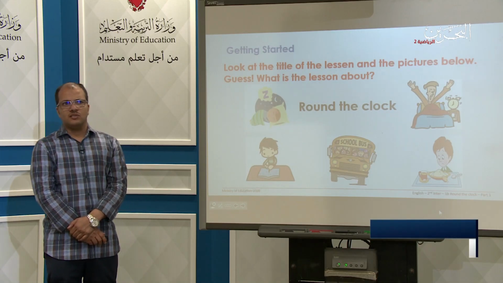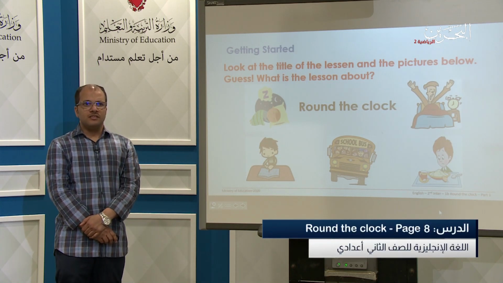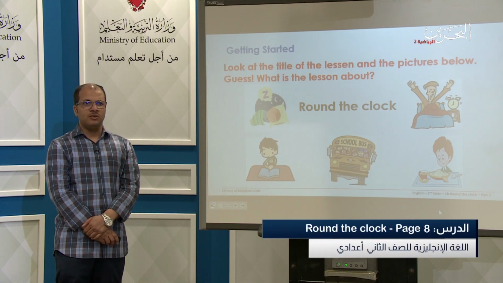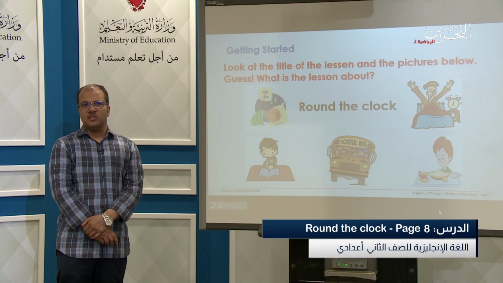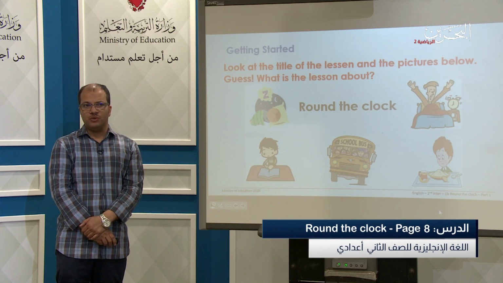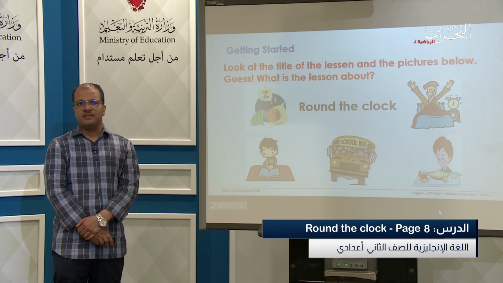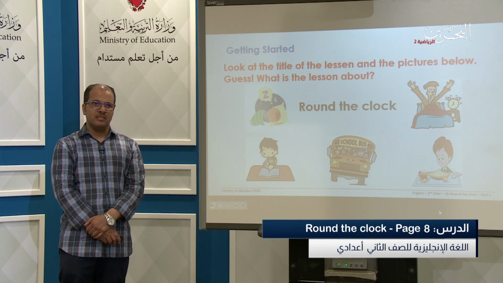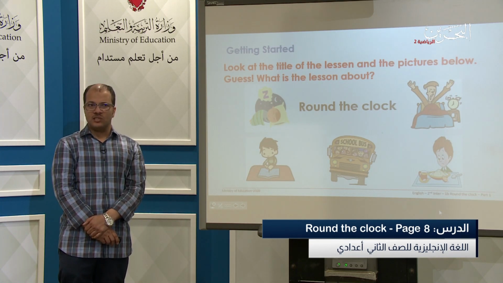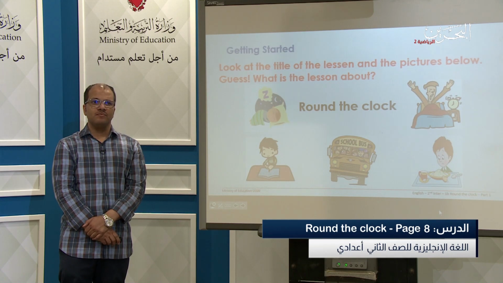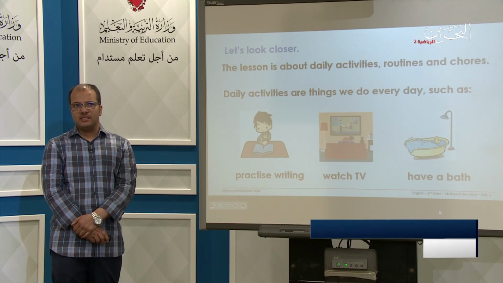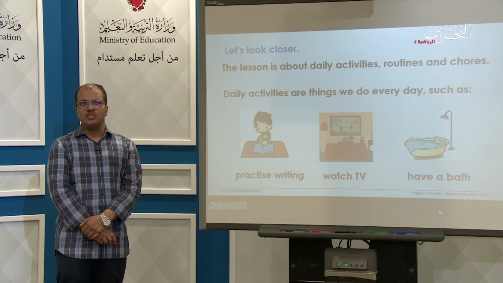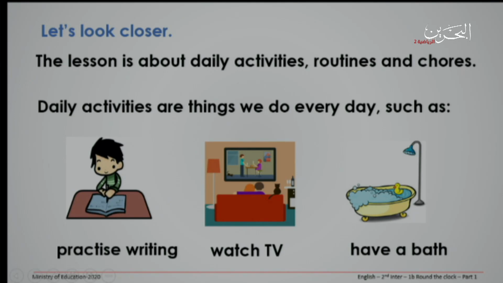Now let's get started. Look at the title of the lesson and the pictures below. As mentioned before, the title of the lesson is Round the Clock. You have 4 pictures. By looking at these pictures and the title of the lesson, can you guess what the lesson is about? The lesson is about daily activities, routines, and chores. What is the difference between all these terms?